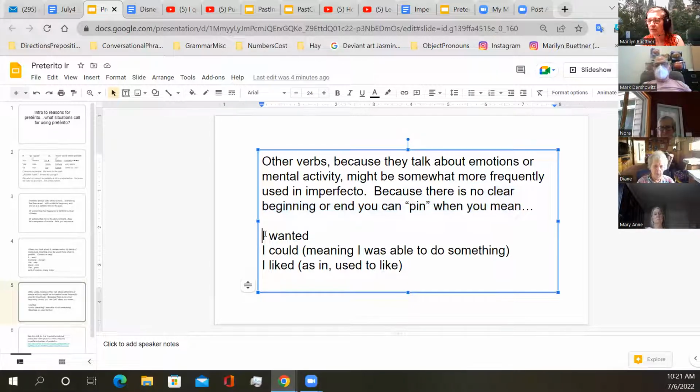Certain verbs that fall into this category of emotion or mental activity, like when we say I wanted, I could, I used to like, and it's important to say I used to like, what our preferences were at a certain time in our life, way back when. A lot of these wind up being in imperfecto, because I could do something. When I was a kid, I liked this or that. They don't have a beginning and end that is well defined, and they're going to wind up being imperfecto. Those ia and ara endings.